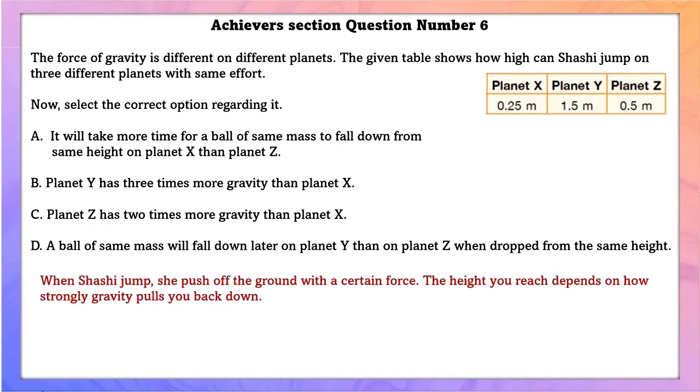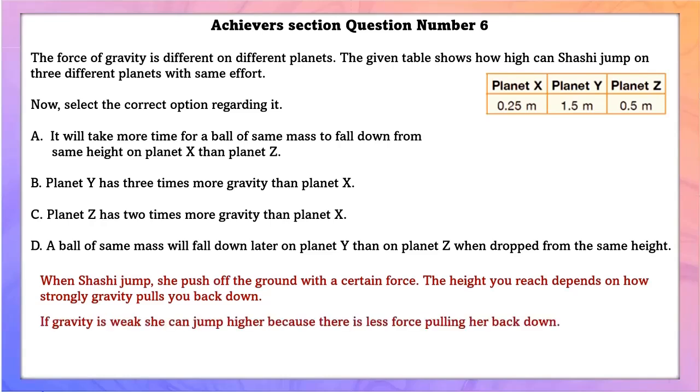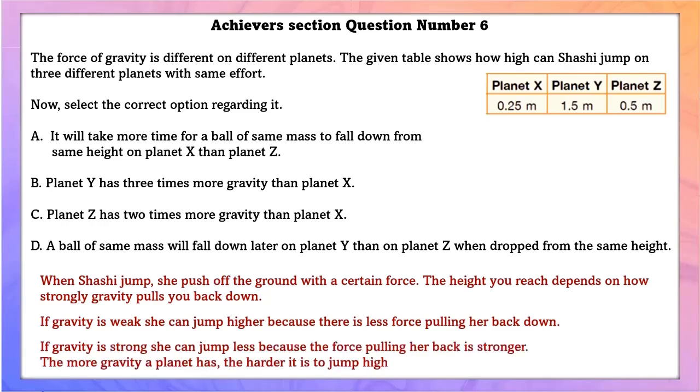When Shashi jumps, she pushes off the ground with a certain force. The height you reach depends on how strongly gravity pulls you back down to the earth. If gravity is weak, she can jump higher because there is less force pulling her back down. If the gravity is strong, she can jump less because the force pulling her back is stronger. The more gravity a planet has, the harder it is to jump high.